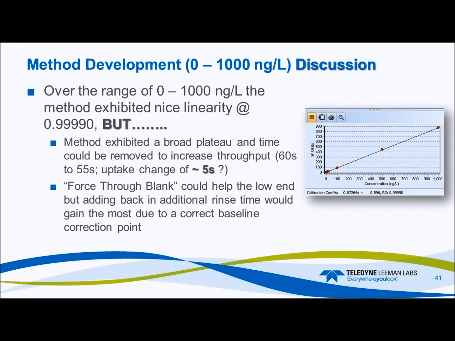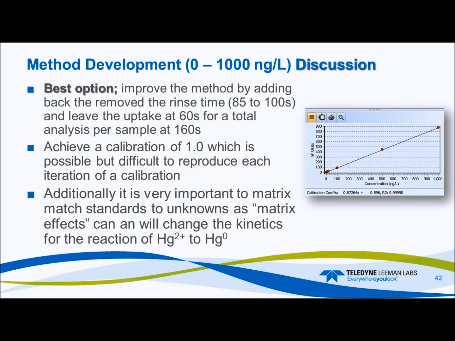Additionally, we could have maybe went force through blank. That's on the table as well. That may have given us some slightly better numbers too. But again, when you look at those readbacks from that 0 to 1,000, they were all pretty close and probably very conducive to a nice method and more than acceptable to a quality control manager in any lab.